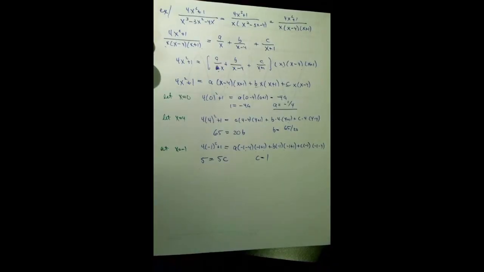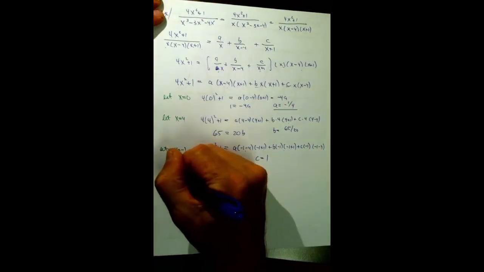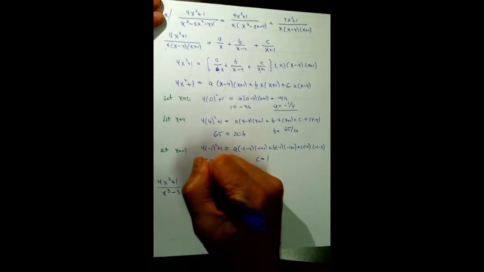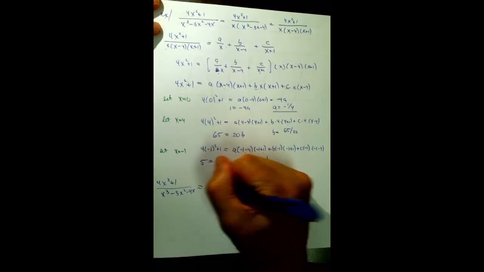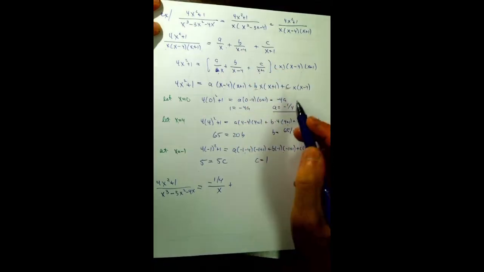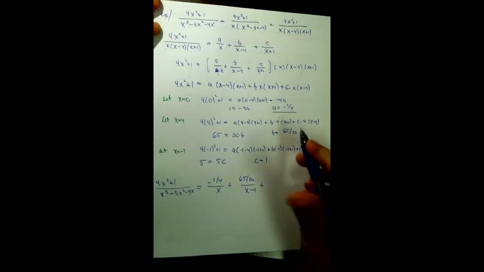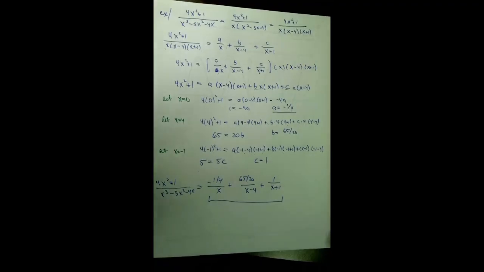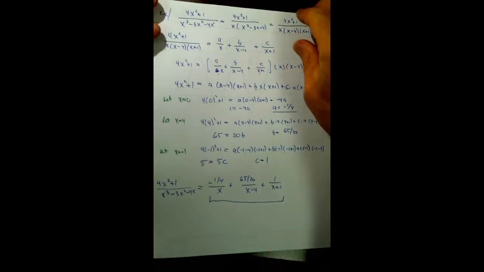Sorry, just double checking. So 4x squared plus 1 over x cubed minus 3x squared minus 4x is a over x, that's minus 1/4 over x. B is 65/20 over x minus 4. And c is 1 over x plus 1. And again, I would much rather work with this expanded thing on the right than this rather awkward looking thing on the left.